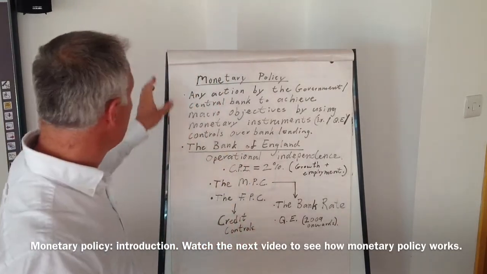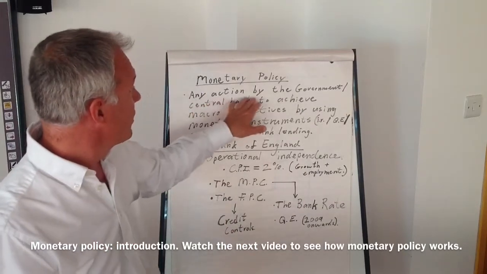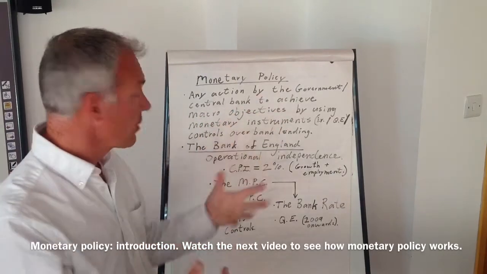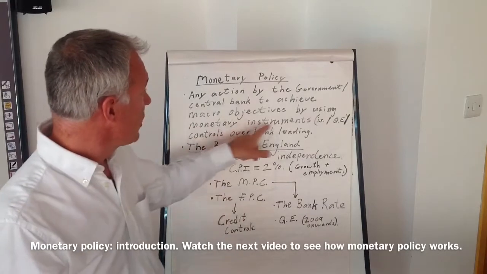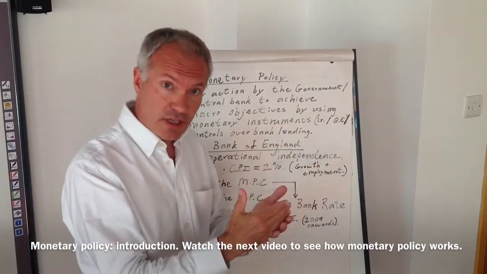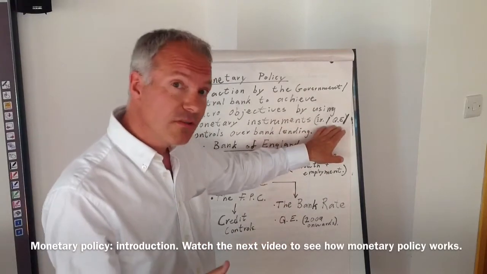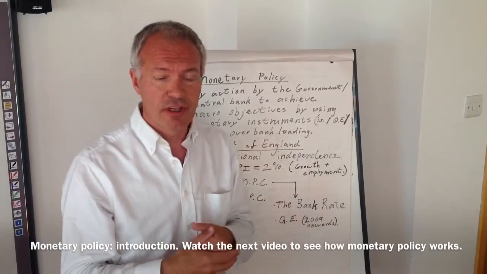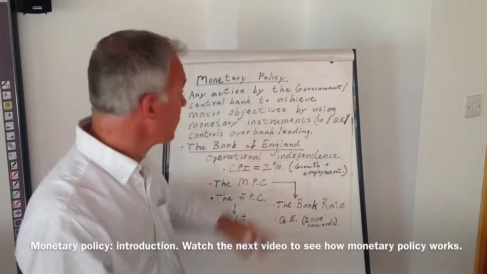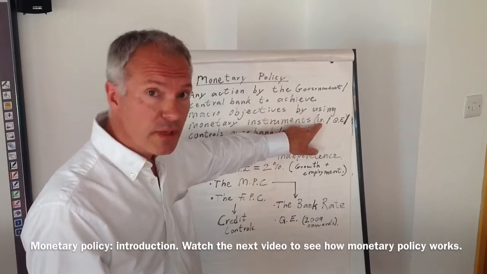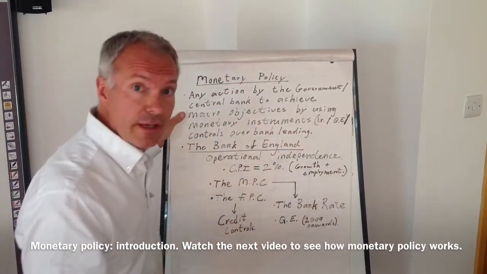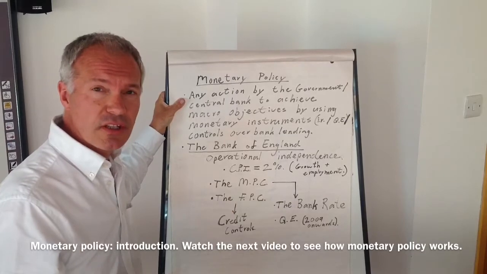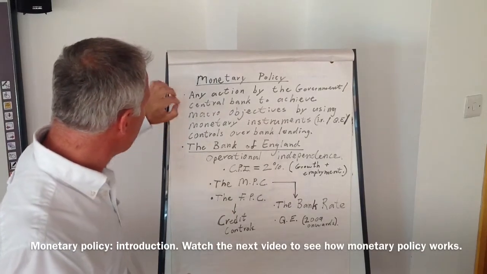What is monetary policy? Well, basically it can be defined as any action taken by the government, usually by the central bank on the government's behalf, to achieve macroeconomic objectives by using monetary instruments or tools such as interest rates, but you could also use quantitative easing, which has occurred recently, and of course controls over bank lending. For the majority of the last three or four decades, central banks in the world have used basically the bank rate, short-term interest rates, to achieve macroeconomic objectives. It's only recently that quantitative easing has come in the UK and the USA since 2009. So we've got a definition.